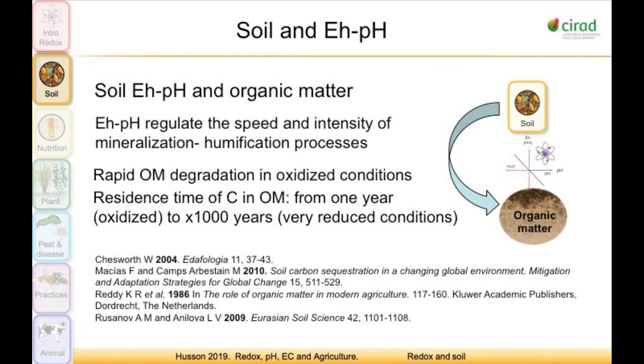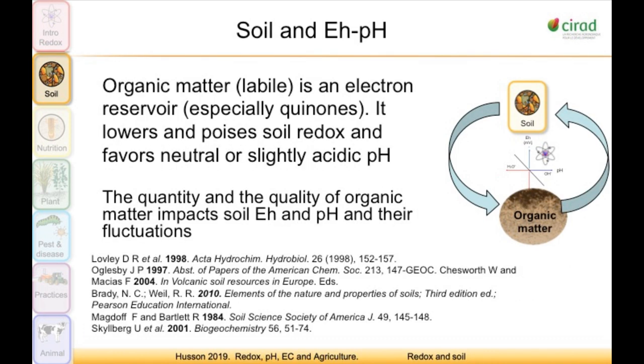The organic matter is the reservoir of electrons. So it will be where electrons are accumulated, especially the microbially accessible carbon is the reservoir of electrons. So it lowers the redox potential, and it poises, it buffers the redox potential.